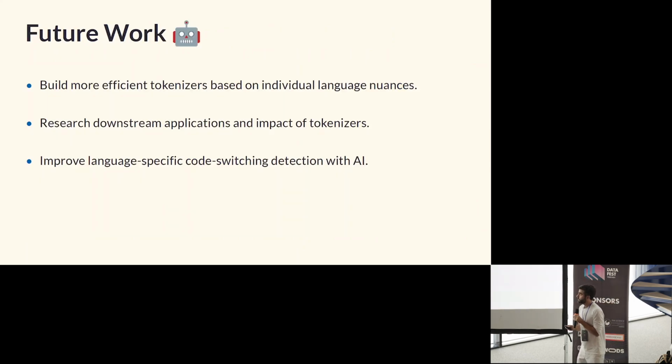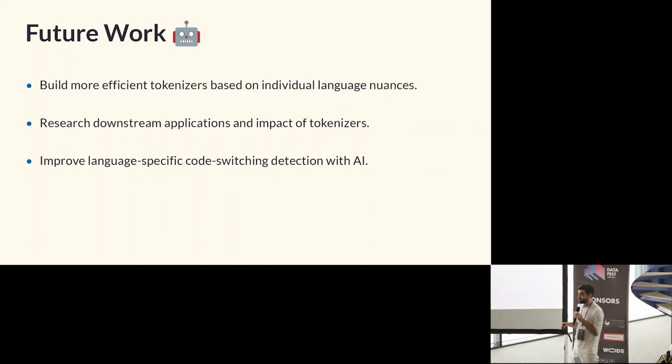So in terms of future work, obviously this first research paper is designed to bring awareness to the issue and also showcase different initialization techniques, different approaches. We want to build more efficient tokenizers that are based on the actual individual language nuances. So morphology and different approaches to that, not just frequency-based. We truly believe that will lead to a much better performance in downstream applications, which is why we want to research the downstream applications and impact of tokenizers.